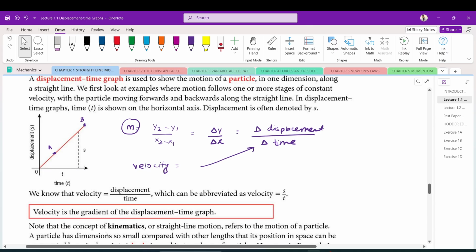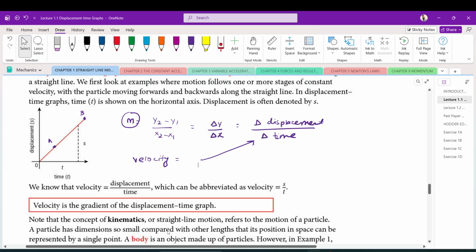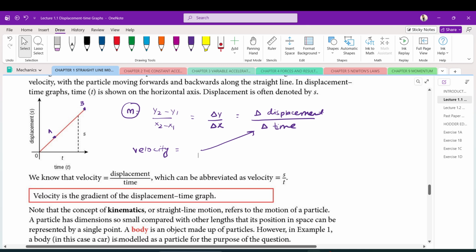Note that the concept of kinematics or straight line motion refers to the motion of a particle. If you remember, in our previous video we studied that kinematics is the study of how objects move, so it is more relevant to the speed of an object, the acceleration, the time taken, the velocity, and all those factors. A particle has dimensions so small compared with other lengths that its position in space can be represented by a single point. So we can model whatever object is moving as a particle. That is our assumption.